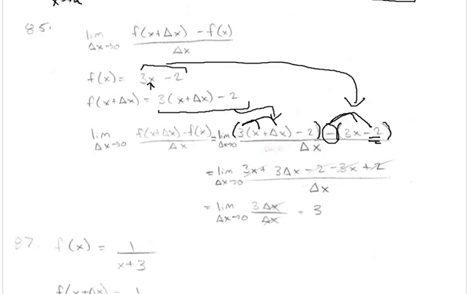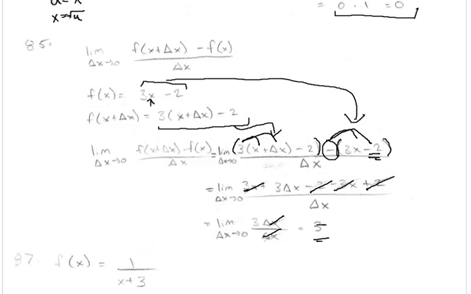I have some cancellations here. I have a 3x that cancels with a 3x. I have a minus 2 that cancels with a plus 2. I'm left with only 3 delta x over delta x. The delta x's cancel. I am left with 3. Therefore, the limit as delta x goes to 0 of just 3 is just 3. And that is the answer.